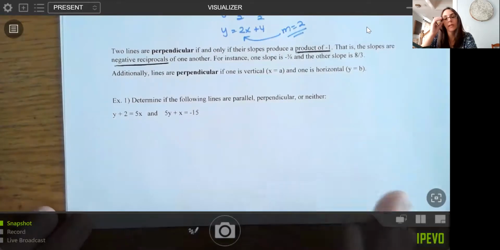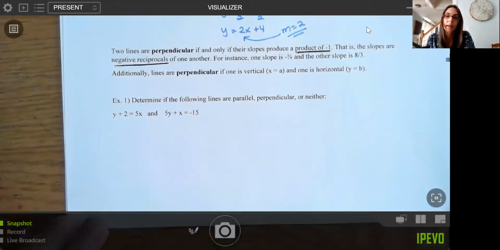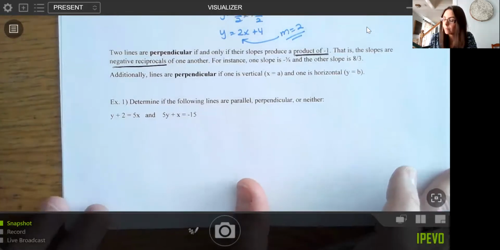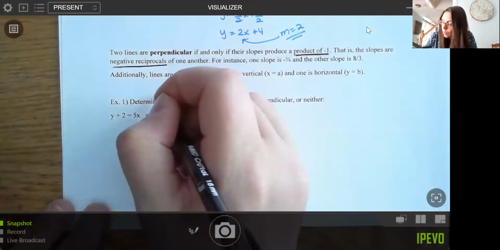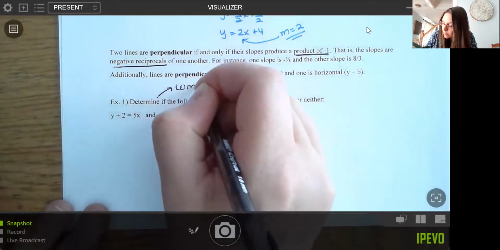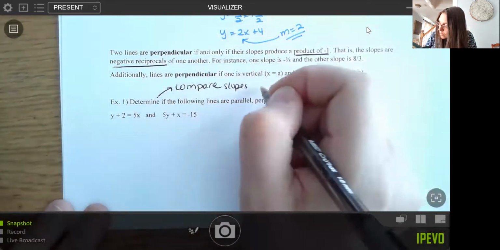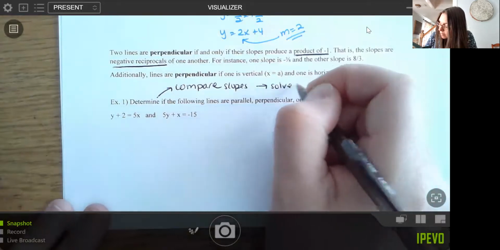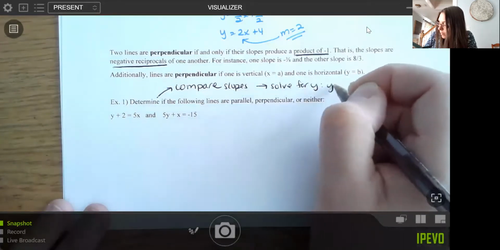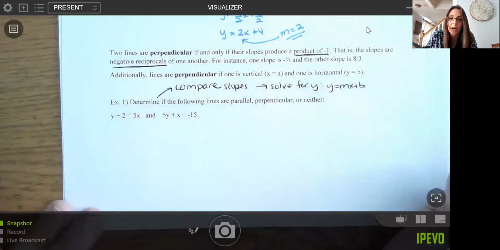So let's just do a quick example here. We want to determine if the following lines are parallel, perpendicular, or neither. So to do that, you really want to compare slopes. So you may need to solve for y so that you're in that y equals mx plus b form. So let's try it.